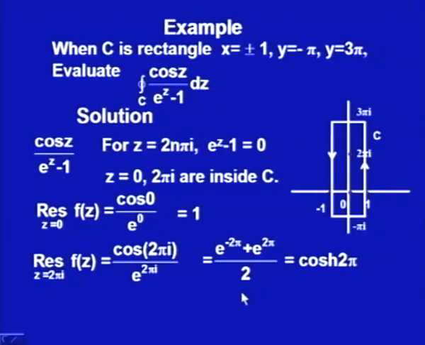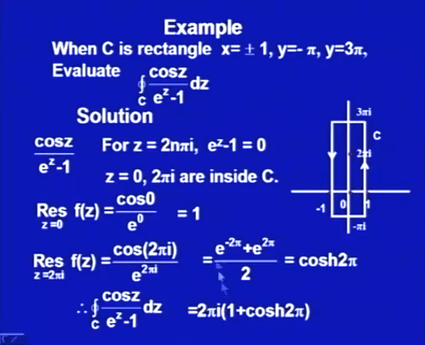So, the integral of cos z upon e to the power z minus 1 on this rectangle C, which is bounded by plus and minus 1 on the x side and minus pi to 3 pi on the y side, is nothing but 2 pi i times the sum of the residues: 1 at z is equal to 0, plus cos hyperbolic 2 pi at z is equal to 2 pi i. So, we have got this integral done. Now, as I promised, let us do one example where we do not have only poles, that is, an essential singularity.